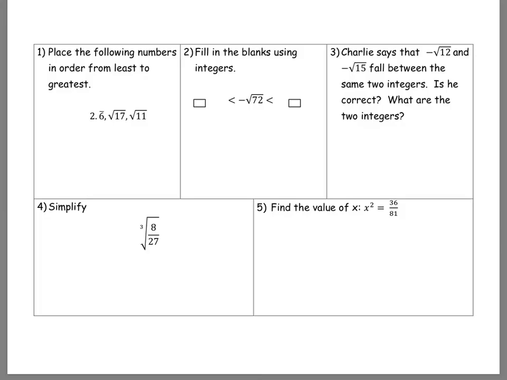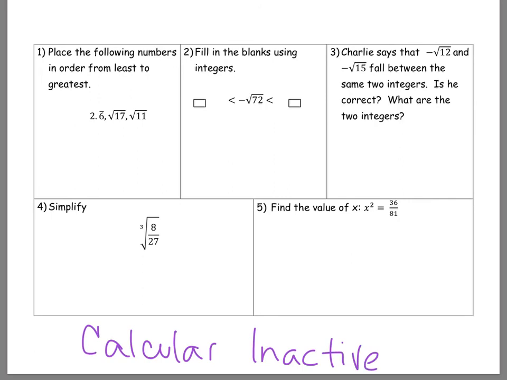Okay, now it's your turn to answer some questions. There is no Google form. You're just going to answer them on your paper. Place the following numbers in order from least to greatest. Remember, you have to give them all in the same form. And these questions, I'll remind you, are calculator inactive. These are the ones you will see on the calculator inactive section of the EOG.